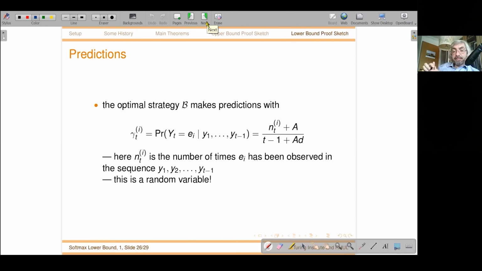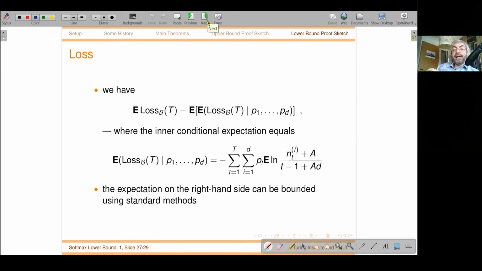And it can be shown that the optimal strategy should make these predictions. The optimal on average strategy should make these predictions. And we can work out the expectation of the loss. So the calculation of the lower bound essentially amounts to the calculation of this expectation. And it can be calculated with pretty standard methods, including the Chernoff-Höfting bound.